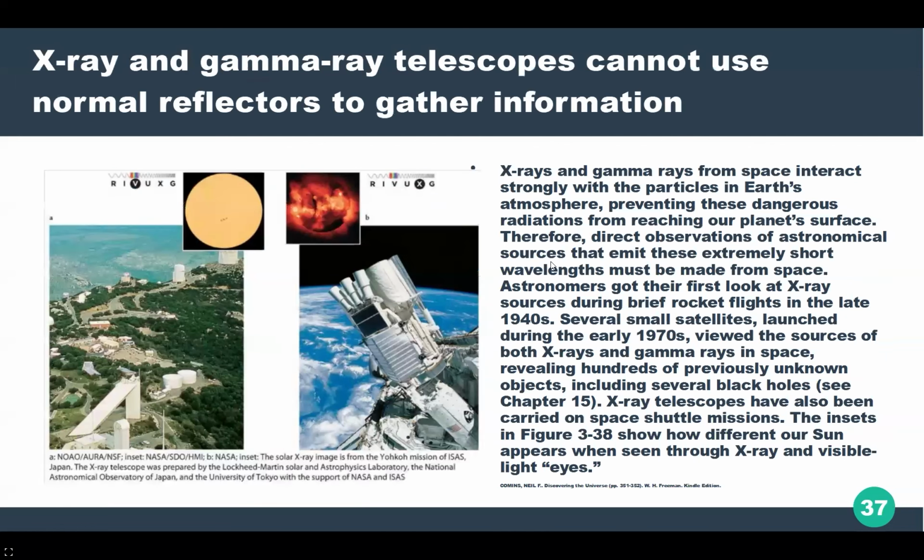X-rays and gamma rays from space interact strongly with the particles in Earth's atmosphere, preventing these dangerous radiations from reaching our planet's surface. Therefore, direct observations of astronomical sources that emit these extremely short wavelengths must be made from space. Astronomers got their first look at X-ray sources during brief rocket flights in the late 1940s. Several small satellites launched during the early 1970s viewed the sources of both X-rays and gamma rays in space, revealing hundreds of previously unknown objects, including several black holes. X-ray telescopes have also been carried on space shuttle missions.